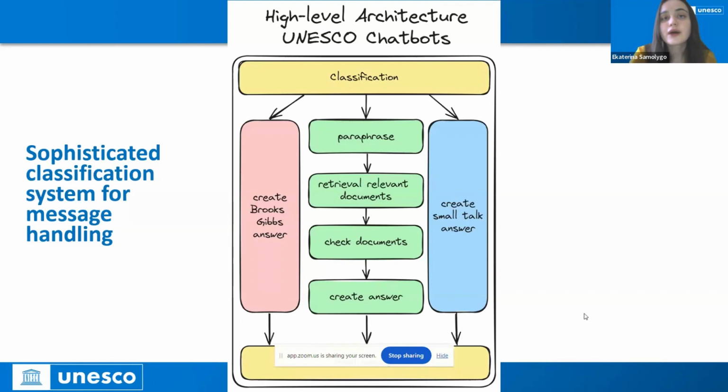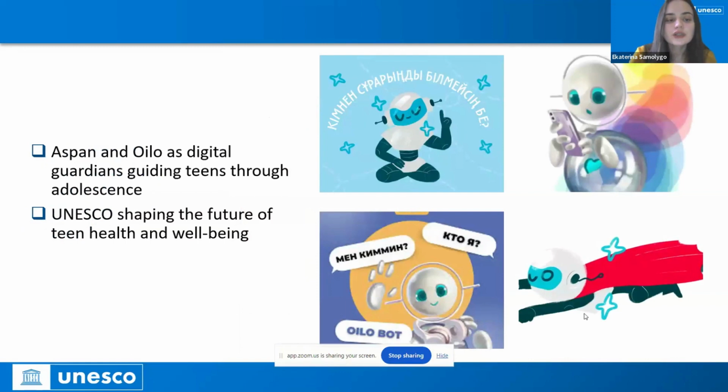And don't worry about your privacy at this point, because the bots anonymize and analyze conversations, ensuring that your secrets stay safe. So in conclusion, I would say that SPAN and Oilo aren't just chatbots, they are digital guardians and assistants guiding teens through the waters of adolescence with wisdom and compassion. And by harnessing the power of artificial intelligence and encryption technology, UNESCO is not just keeping up with the times, it tries to shape the future of teen health and well-being.